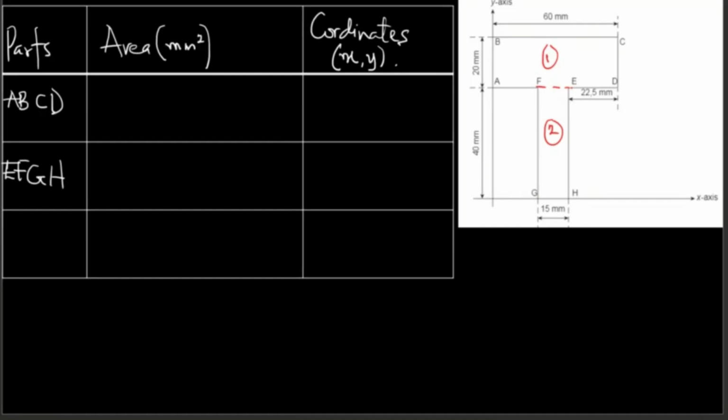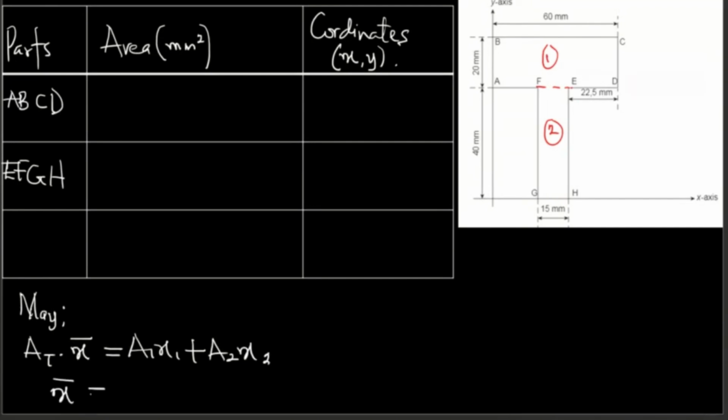Now we need to determine the area, because let me just show you the formula. The moment of area about the y-axis is the total area multiplied by x bar, which is the axis of rotation, equals a1 x1 plus a2 x2. So the x coordinate is going to be a1 x1 plus a2 x2 divided by the total area, which is a1 plus a2.